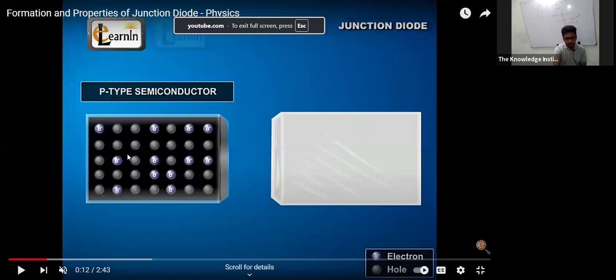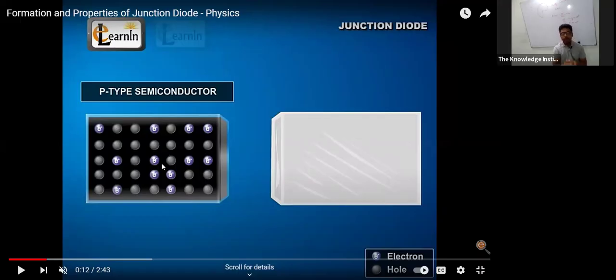Okay, so here we have a p-type semiconductor. Here E is a free electron, and the black balls are holes. We know in a p-type semiconductor the hole concentration is greater than the electron concentration, so the number of holes is greater than the number of electrons. Therefore, here you can see there are more black balls, holes, than electrons.